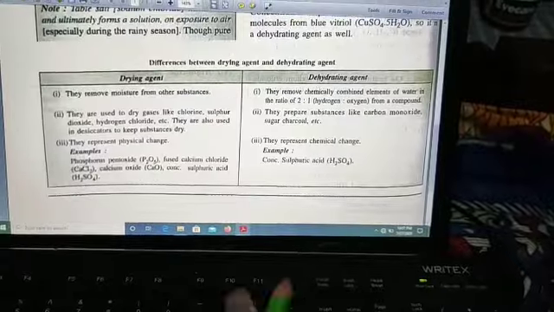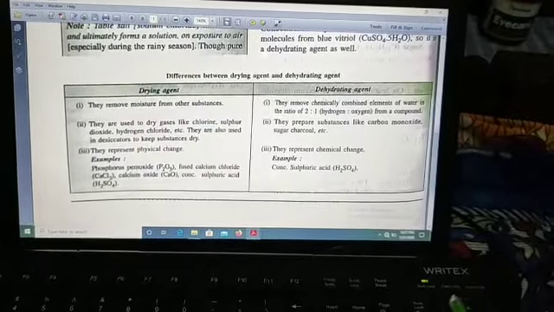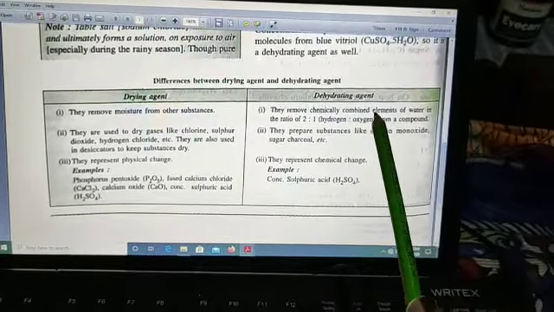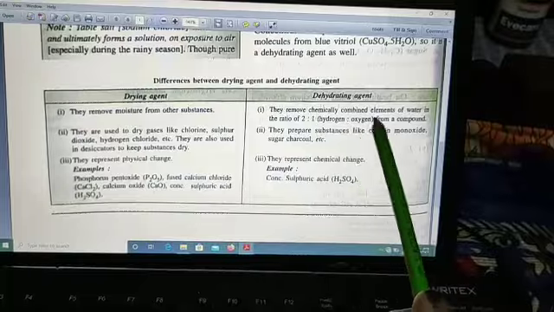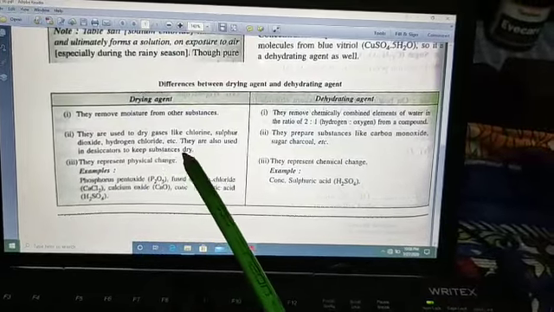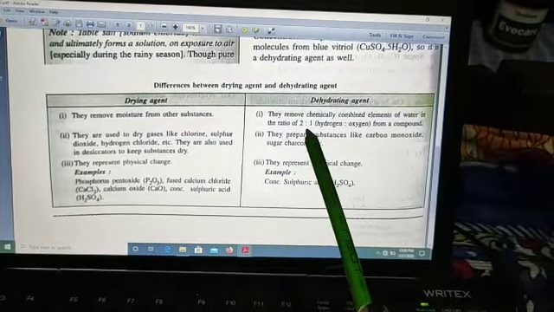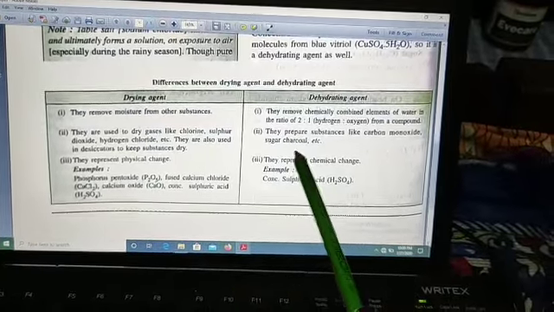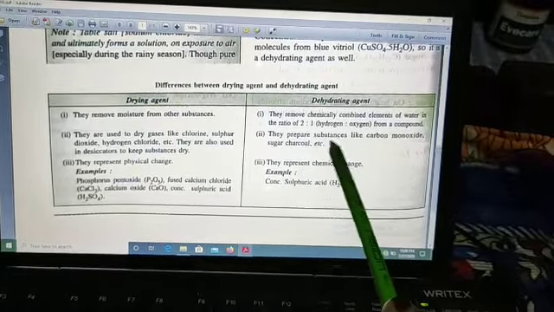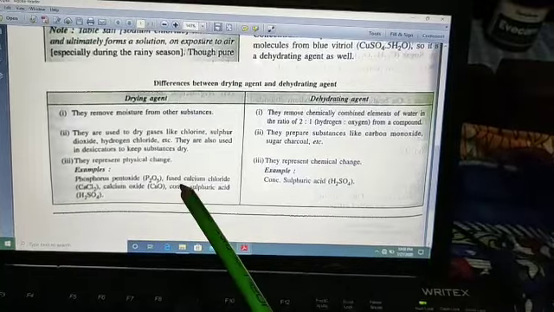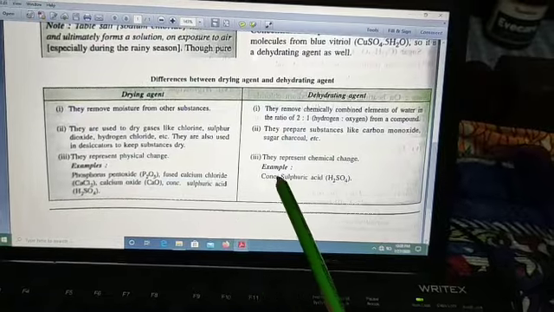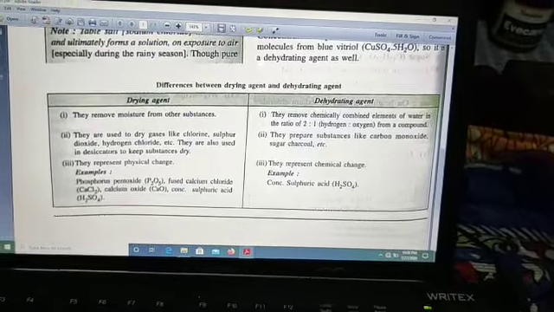Next, we have the differences between a drying agent and a dehydrating agent. Drying agents remove moisture from other substances, whereas dehydrating agents remove chemically combined elements or water in the ratio of 2:1 from a compound. Drying agents are used to dry gases like chlorine, sulfur dioxide, and hydrogen chloride, whereas dehydrating agents are used to prepare substances like carbon monoxide, sugar charcoal. Drying agents represent a physical change, and dehydrating agents represent a chemical change. Examples of drying agents: P2O5, calcium chloride, calcium oxide, sulfuric acid. And the example of a dehydrating agent is sulfuric acid.